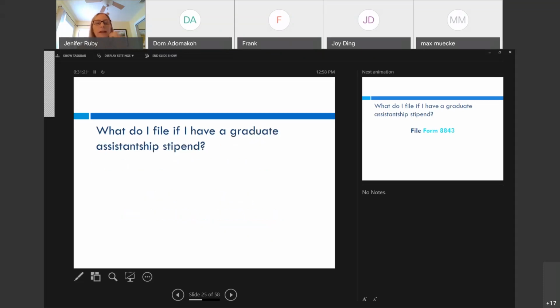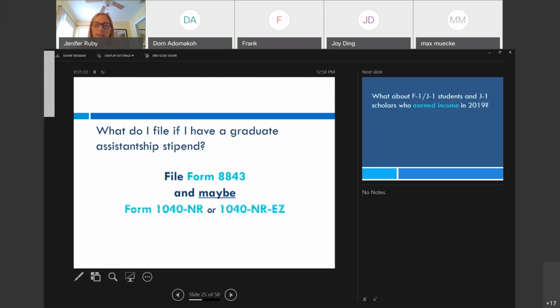And then if you have a graduate assistantship stipend, again, depending on the assistantship and what it's applied toward, you may also have to file the 1040NR or NR-EZ.